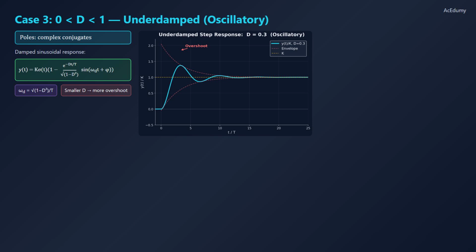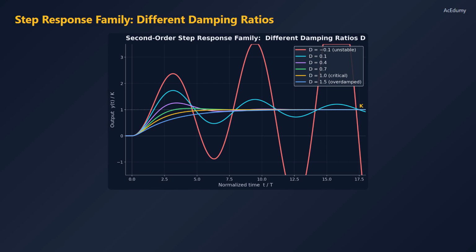When D is between 0 and 1, the poles become complex conjugates. The step response contains a damped sinusoid. The output oscillates around k with decreasing amplitude. Smaller D means more oscillation and larger overshoot. This underdamped case is the most common in practice because many real systems have some degree of oscillation before settling to their final value. Let us compare all cases on one graph.